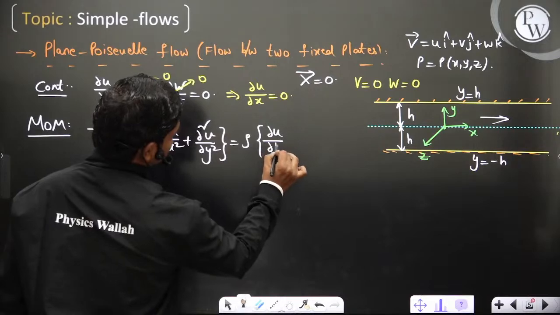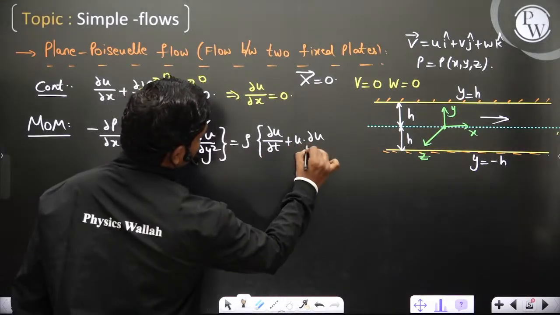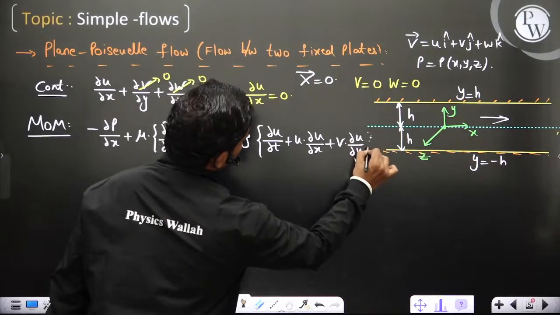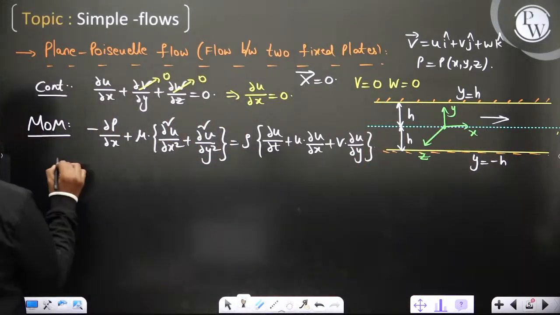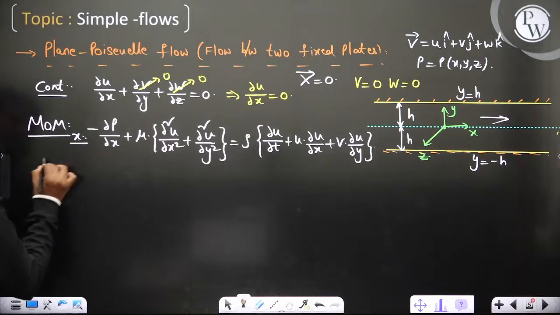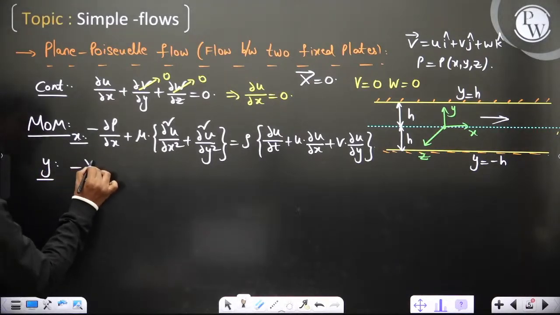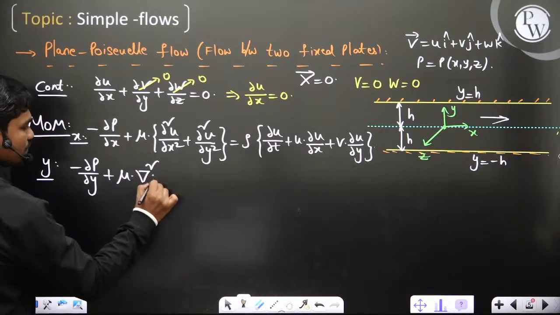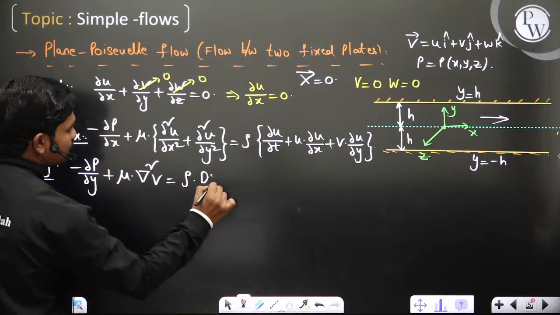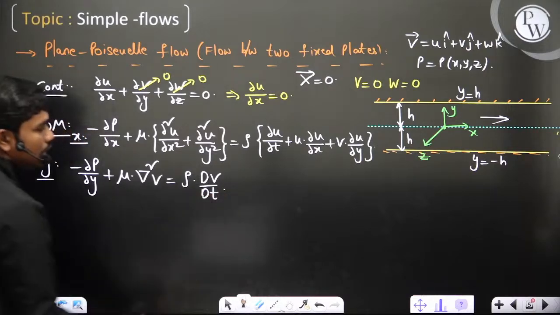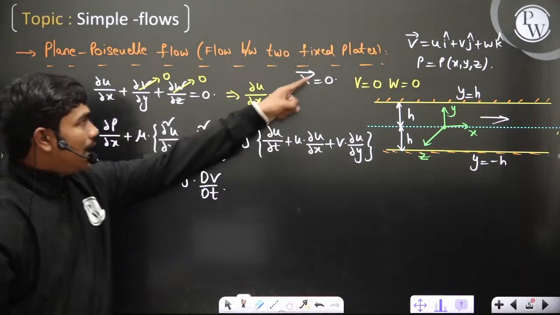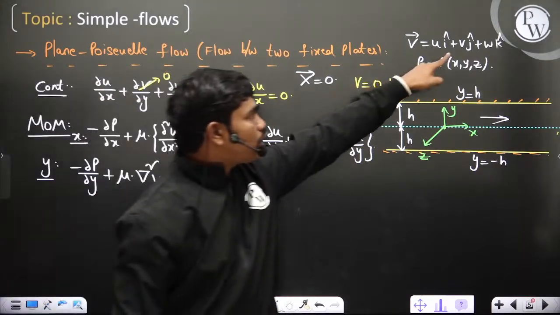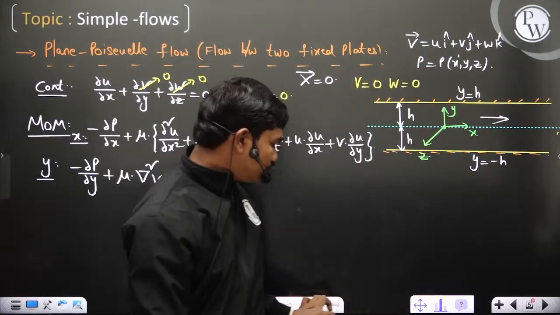So acceleration can be written as dou u by dou t plus u into dou u by dou x plus v into dou u by dou y. That's it. So nothing is changing in terms of z. Similarly, this is in the x direction. In the y direction, you can see minus dou p by dou y plus mu into del square v is equal to rho into dv by dt. Don't get confused between this V and this v. This is a velocity vector and this small v is the y component of velocity. Clear? So don't get confused between those two.